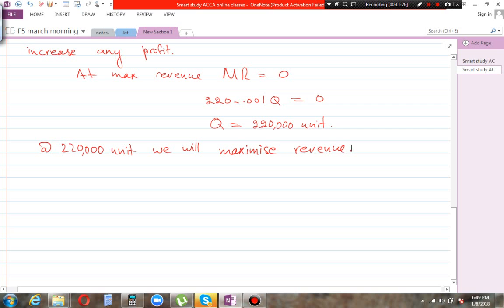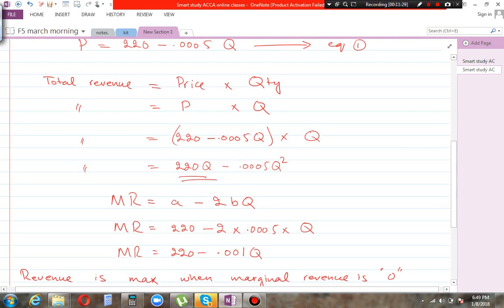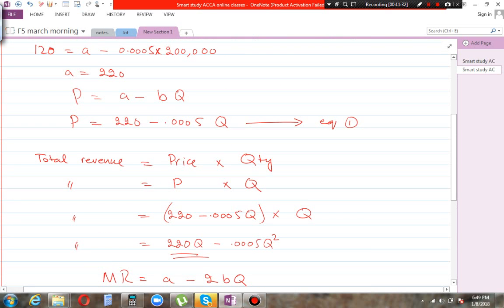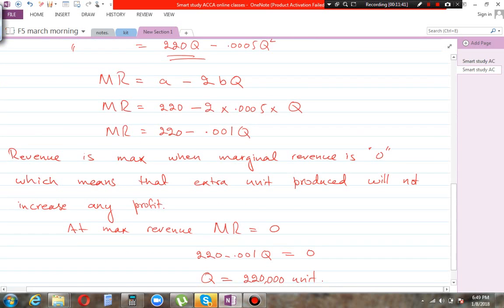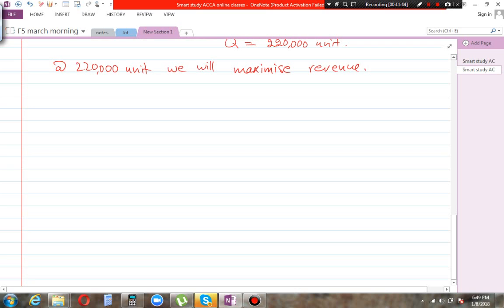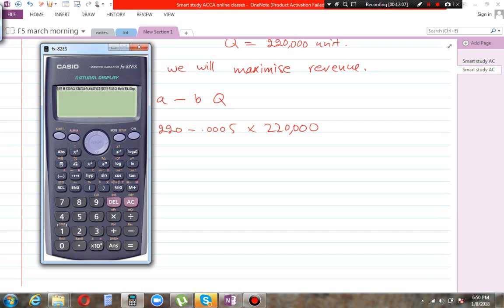Now all you have to do is put the value of quantity into this equation, and this will give you the price, because at this quantity the revenue is maximum, so you can put the value of this quantity and this will give you the relevant price, right? So let's put these values in the equation, which was P is equal to A minus BQ, and the price we have to find. A was 220, the maximum price at which demand is 0, B is 0.0005, and quantity we just calculated is 220,000.